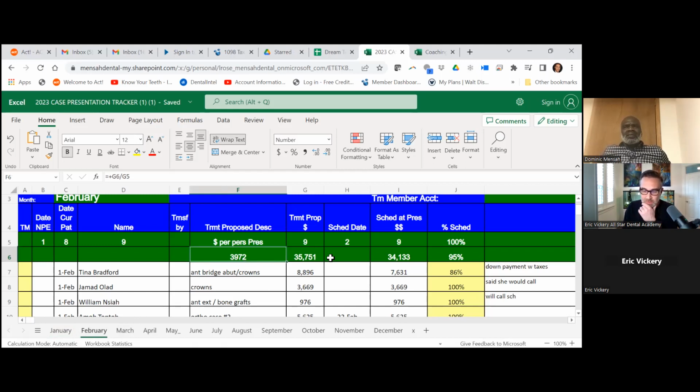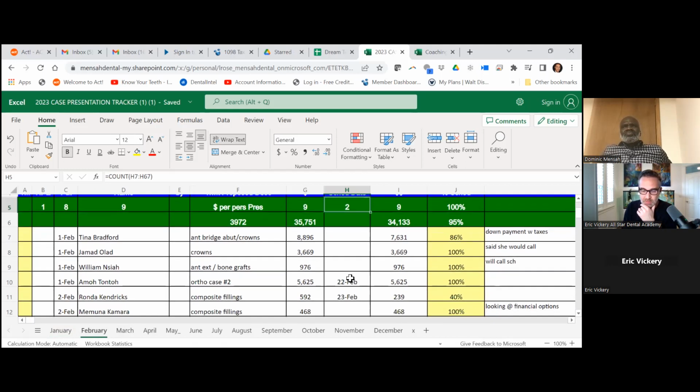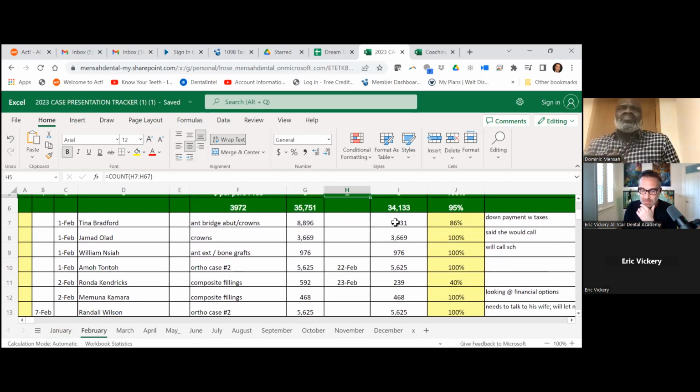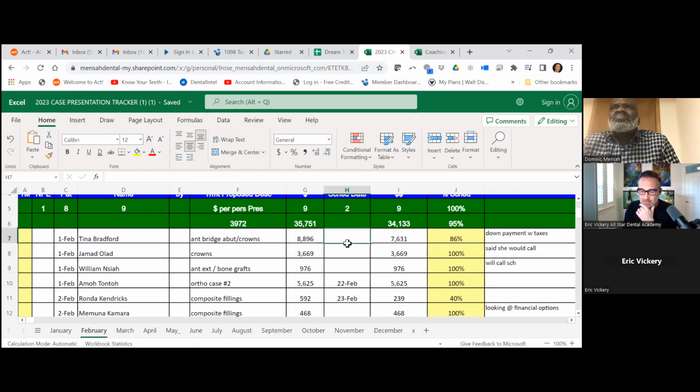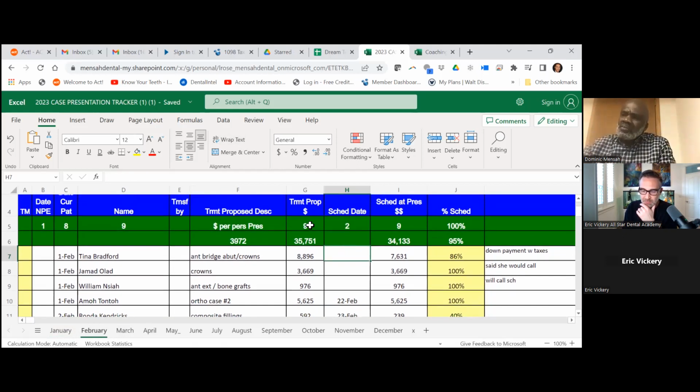Yes. Okay. Now, what we have to do, and you can coach her on this, sit down with her. Everybody who schedules needs to have a date in this column, right? Because if we're scheduling 100% of the people, what's the date? I need the date in here. See, this said she would call, will call to schedule. That tells me we didn't schedule any of these. And so there shouldn't be a dollar amount in here.